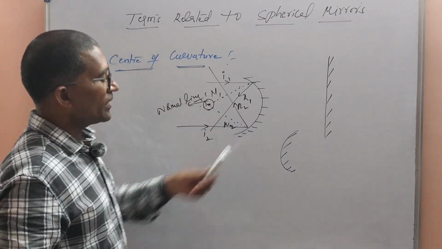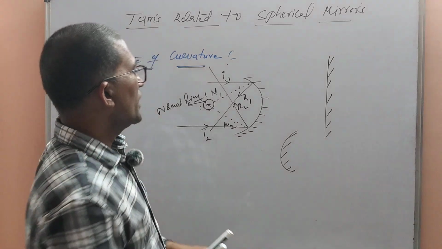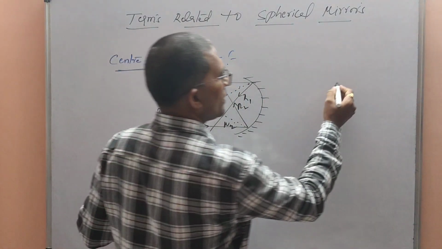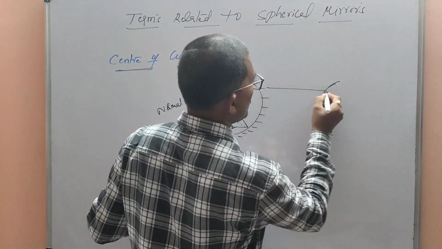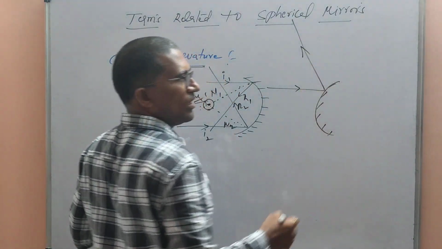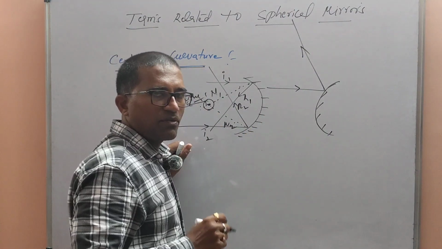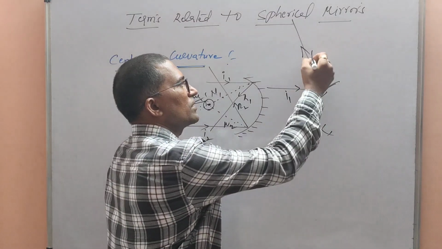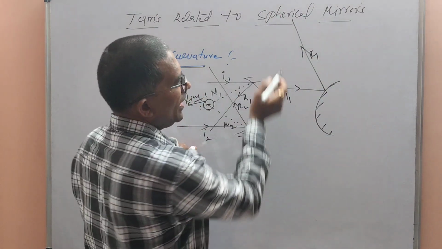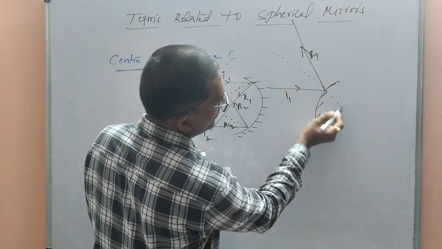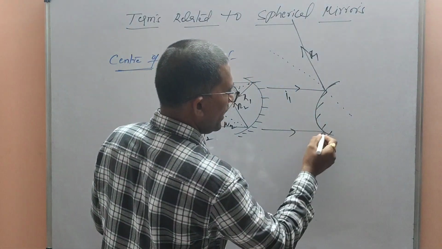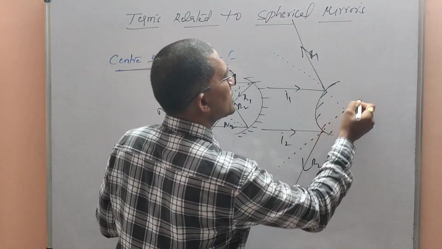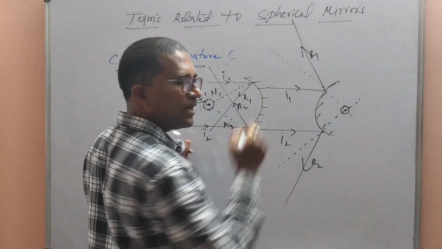I will repeat. In the case of a convex mirror, how will you draw the normal? If I draw the convex mirror, this is an incident ray and this is a reflected ray. I explained in the previous videos that a convex mirror is a diverging mirror. This is incident ray I1, and this is reflected ray R1. It is going to diverge. If I extend the normal line backward, with another incident ray I2 and another reflected ray R2, and draw the normals, see here the normal lines are going to meet inside the mirror.